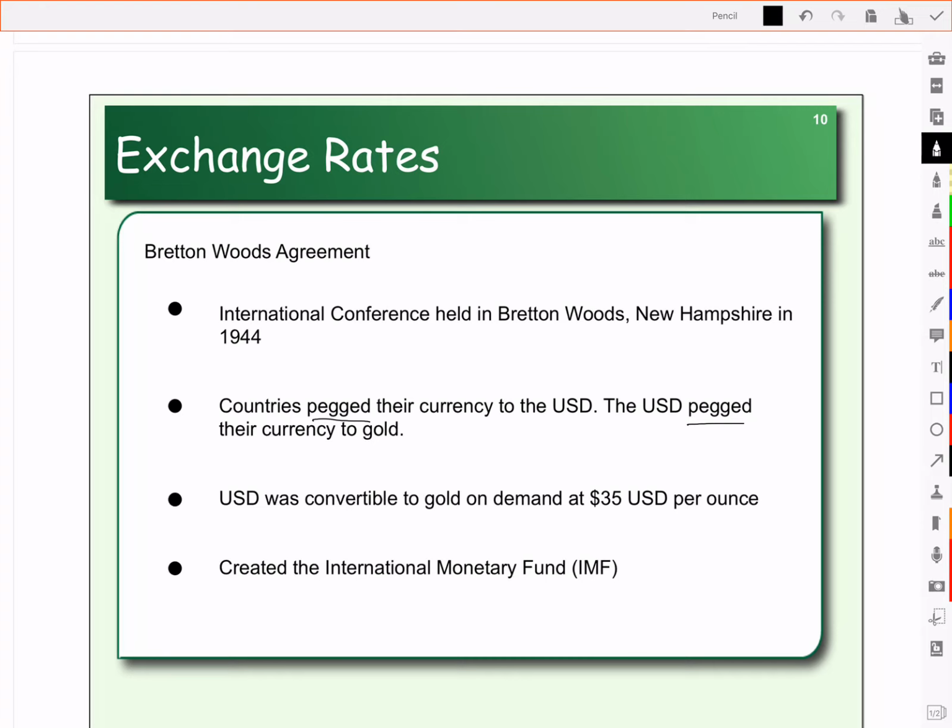The International Monetary Fund is still in use today, and the International Monetary Fund provides loans to economies that are having a tough time. So when we've been looking this semester at Zimbabwe and Argentina, they all got loans from the International Monetary Fund to help bail them out when they had lots of debt and their economies were in recessions. So the International Monetary Fund exists to help struggling economies.